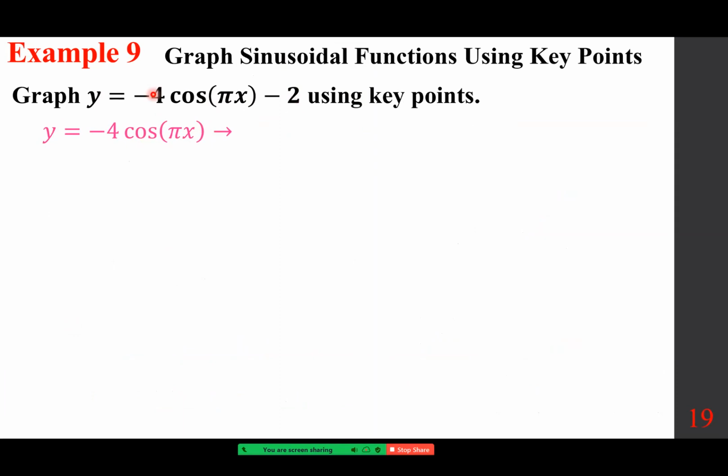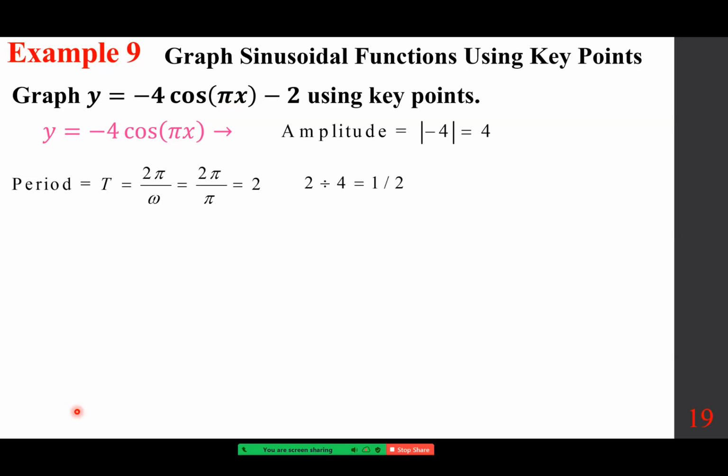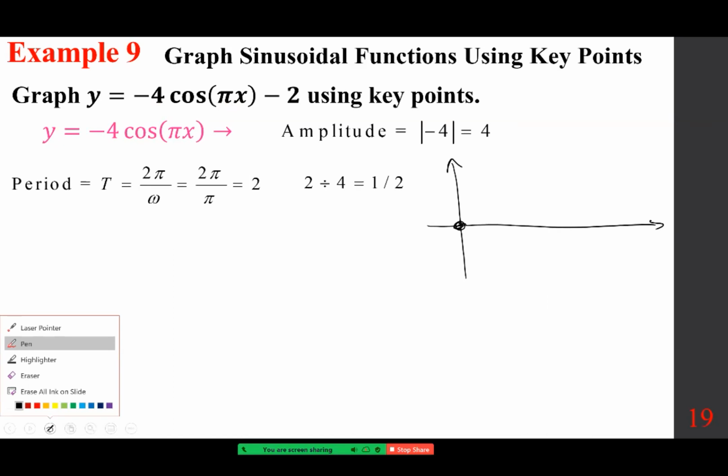So let's discuss the amplitude is the absolute value of negative 4, which makes it 4. And the period is 2 pi divided by pi, which makes it 2. Okay. And then we're going to divide the 2 by 4, giving us 1/2, which means, just for the sake of argument, if I were to look at that graph, okay, let me just use a different color. So we go all the way to number 2.